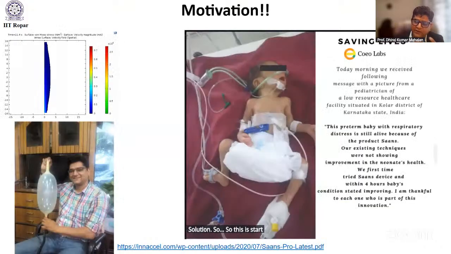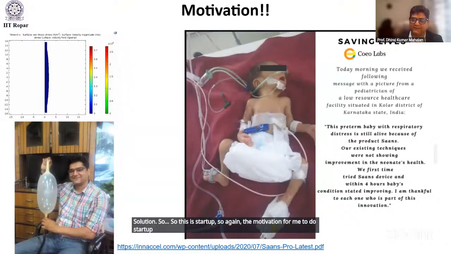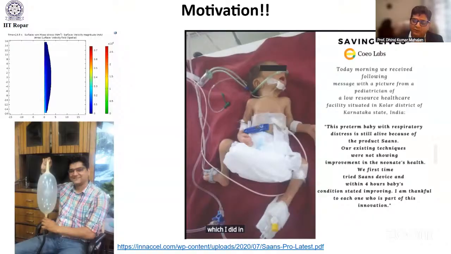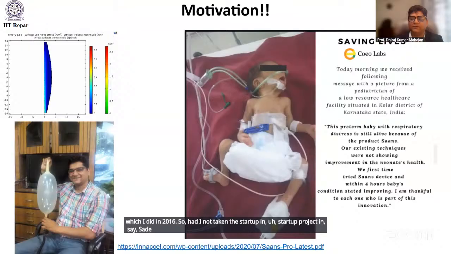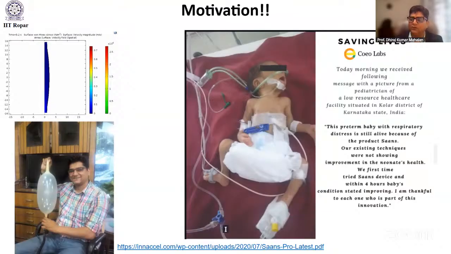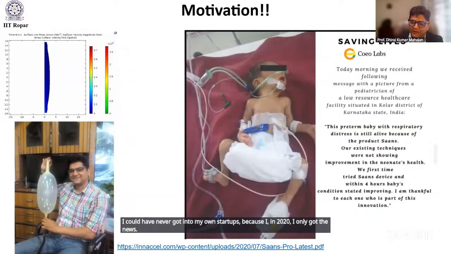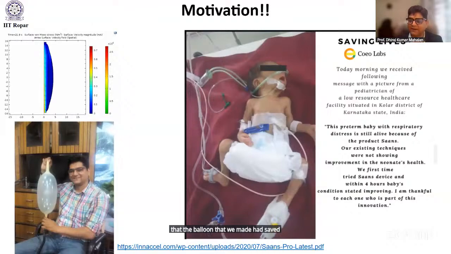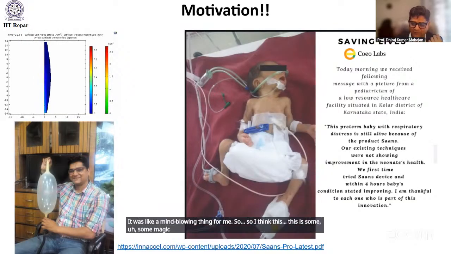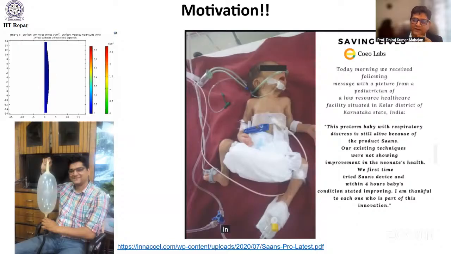So again, the motivation for me to do a startup was this exercise, which I did in 2016. Had I not taken the startup project, in, say, 5.5 lakh only, I could have never got into my own startups, because in 2020 I got the news that the balloon that we made had saved around 2,000 kids' lives. It was a mind-blowing thing for me. So I think this magic moment has to happen with every one of us in order to get onto that bandwagon of becoming innovators rather than conventional teachers.